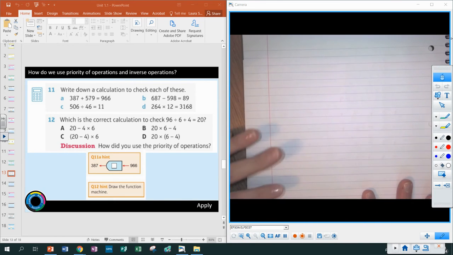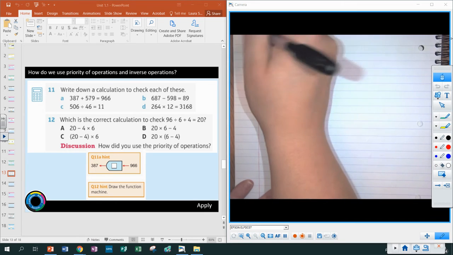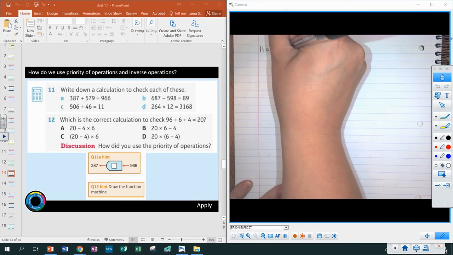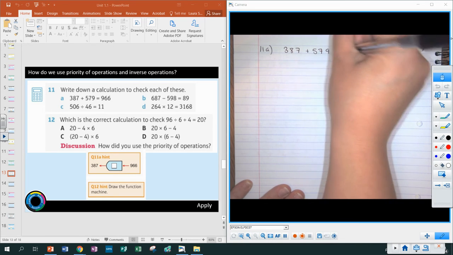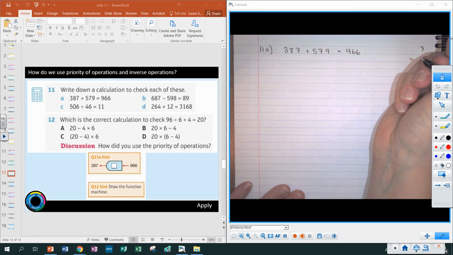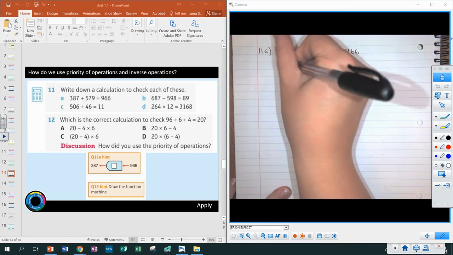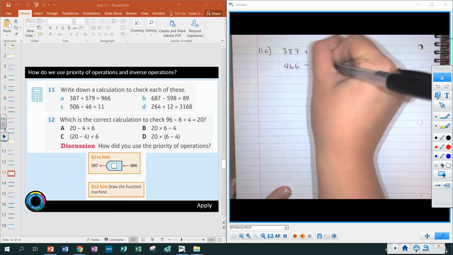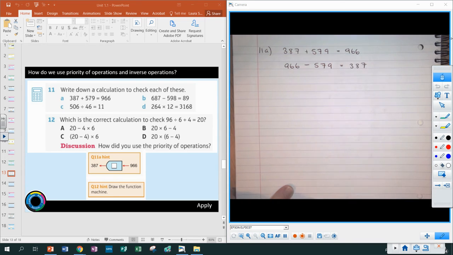Okay, so for question 11, it says write down a calculation to check each of these. Okay, so if you did add for 11a, 387 plus 579 is equal to 966, one way you could check that is to do the inverse. So I could check that by doing 966 minus 579 and seeing if that equaled 387. Okay, so that is what I would do to actually check that.